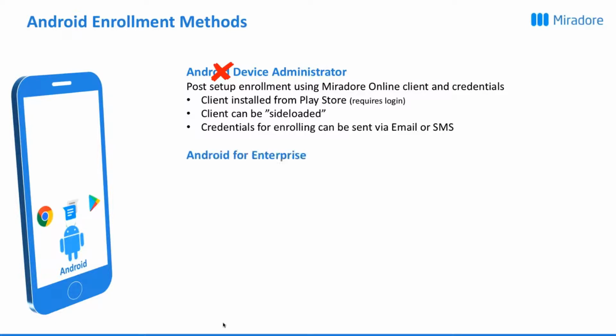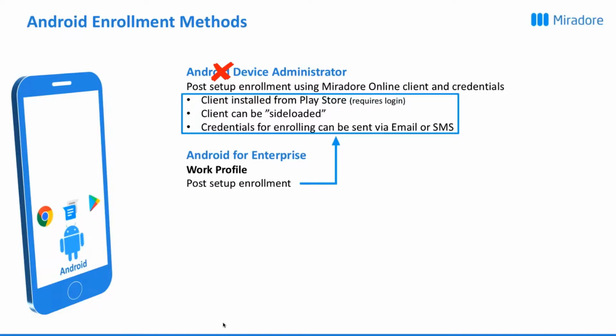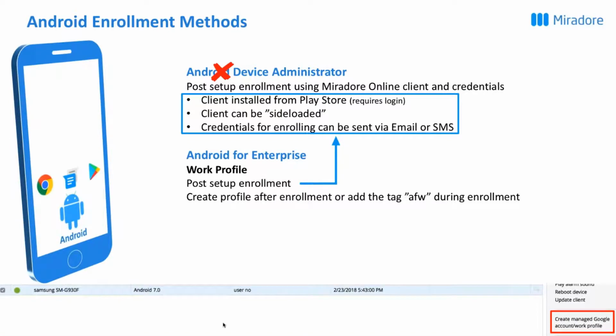So looking at Android for Enterprise and work profile mode, how you would go about enrolling that is also a post setup enrollment, doing the exact same steps as the device administrator mode. And then after the device has been enrolled, you could, within Miradore Online, find the device, and if you look at the bottom right corner, there's a create managed Google account / work profile for this device.